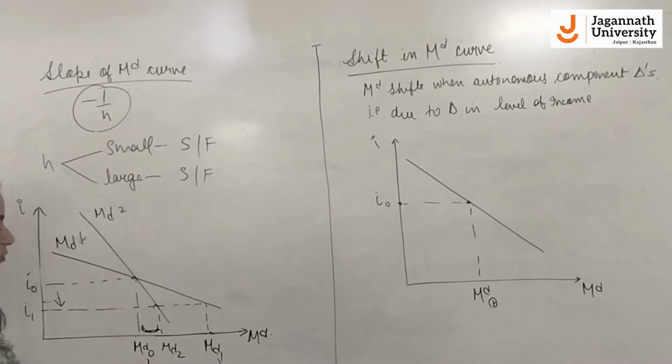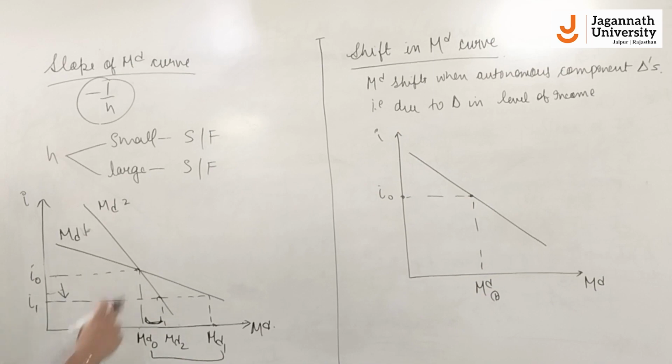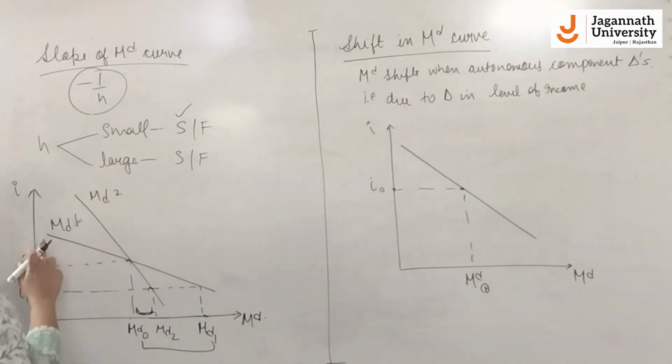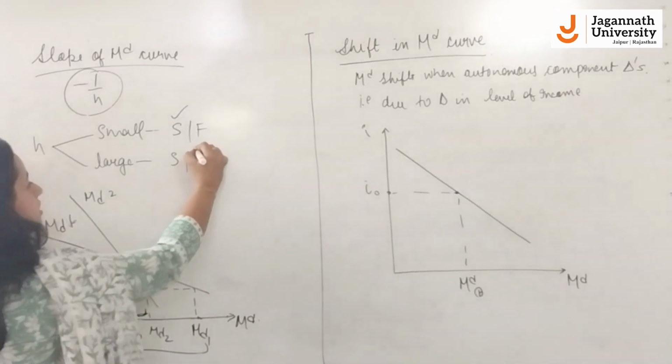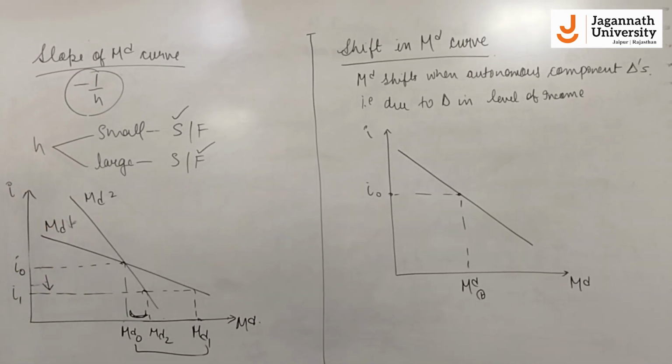So when there is less responsiveness, when H is small, the curve is steeper. When H is large, the curve is flatter. When there is greater responsiveness, that means the curve is flatter. So that is how the slope affects the MD curve.